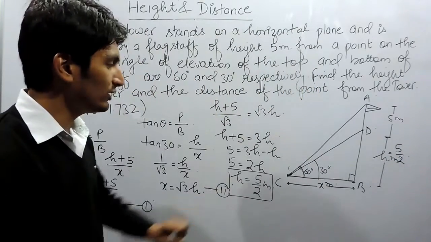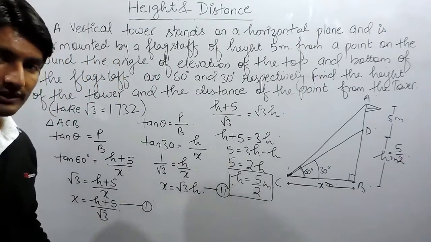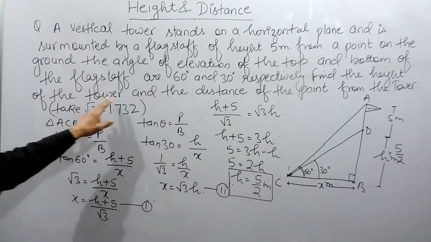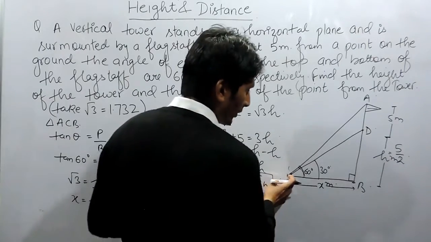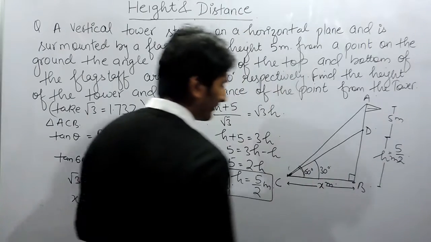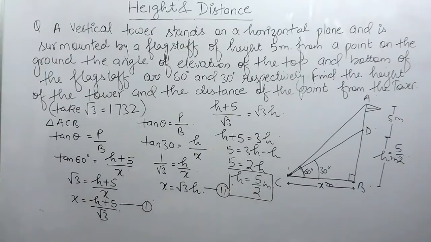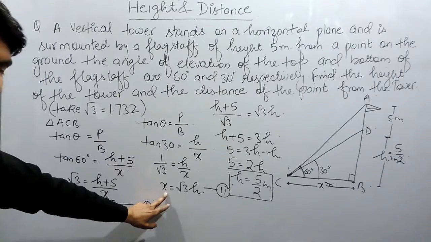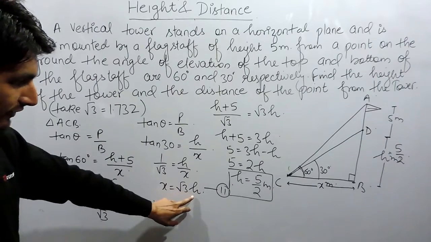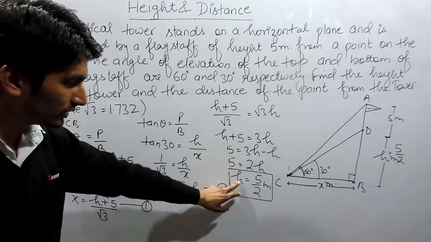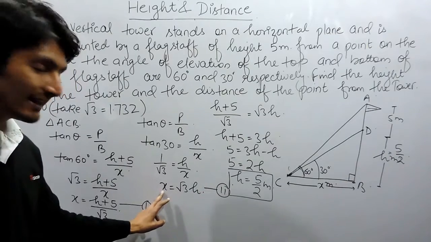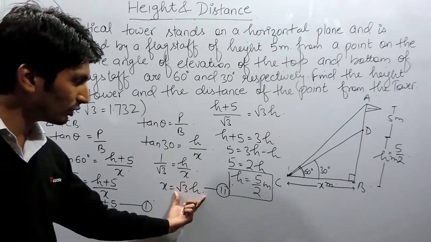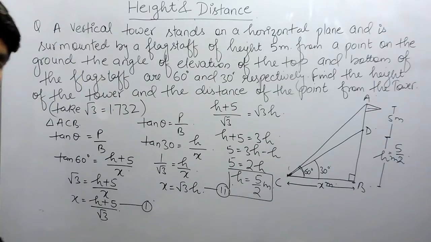So here the value of height must be equal to 5 by 2 meters, and at the last you have to find the distance of this point from the tower. It means you have to find the value of x. Now I have to find the value of x, and if I substitute the value of h in the second equation, I'll get the value of x, because here in place of h I can place 5 by 2.